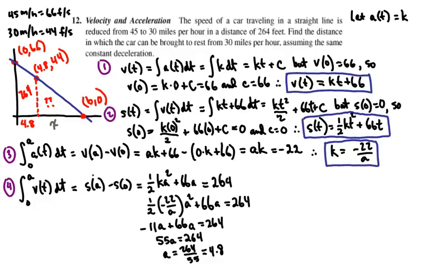To get the proportion, x is to 44, that's the base of the small triangle to the height of the small triangle, is the same as x plus 4.8, which is the base of the large triangle, is to 66. Multiplying that out and simplifying, we're going to get x is equal to 9.6.